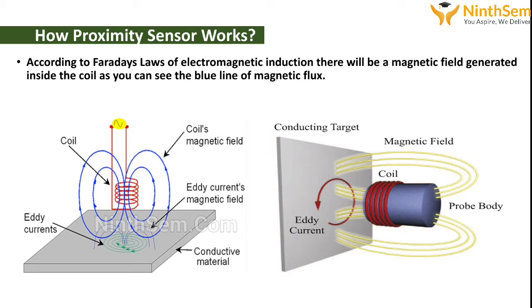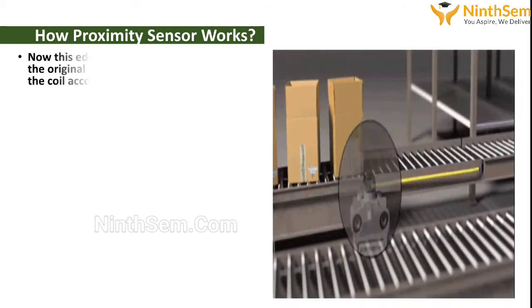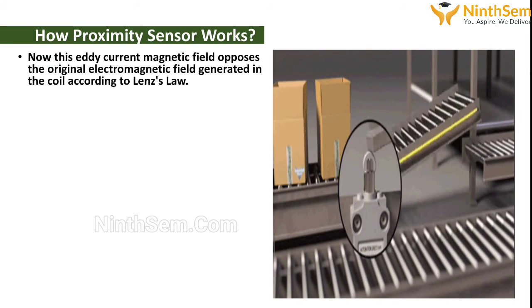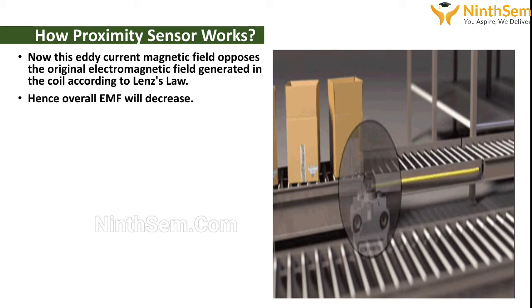An eddy current will be generated in the metallic object due to the electromagnetic force created by the coil. Due to this eddy current generated by the metallic body, another magnetic field will be generated, as you can see in figure 2, denoted by eddy current magnetic field. Now, this eddy current magnetic field opposes the original electromagnetic field generated in the coil according to Lenz's law. Hence, the overall EMF will decrease.